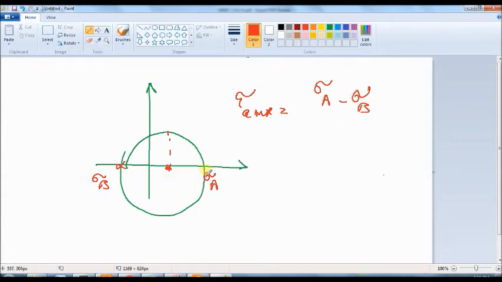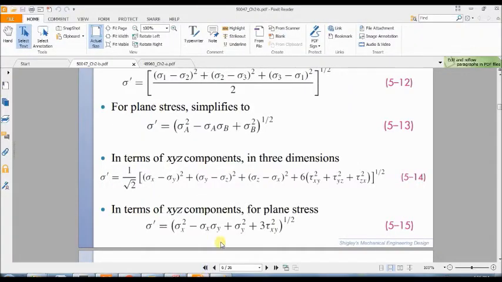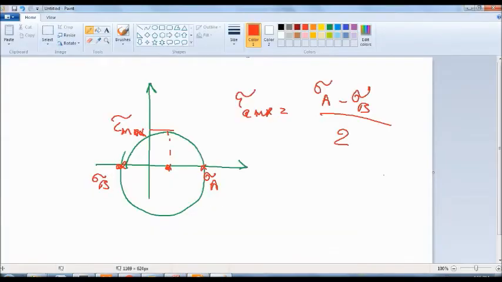Sigma A, the distance from here to here, minus sigma B, because sigma B itself is negative, so negative times negative will be positive. That means A minus B is the distance from here to here. Divide by 2. This is sigma max. Okay, so you can ignore what I said earlier because it seems quite confusing.